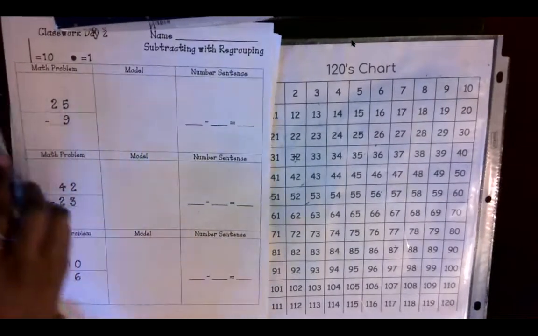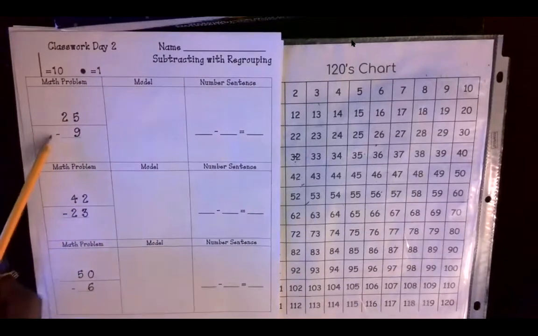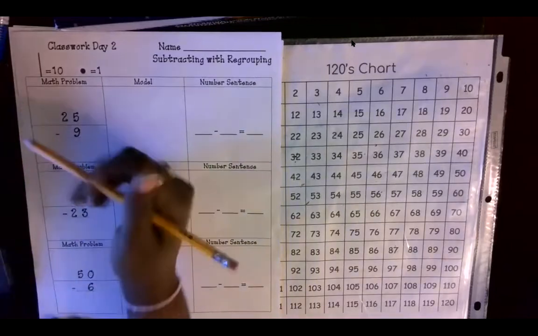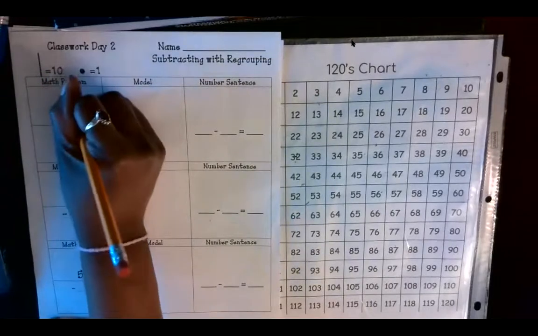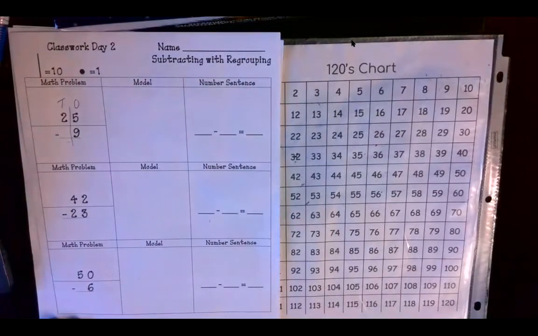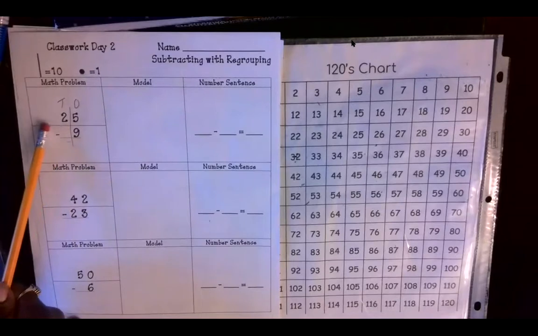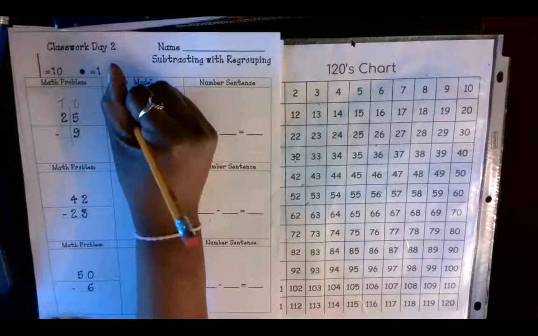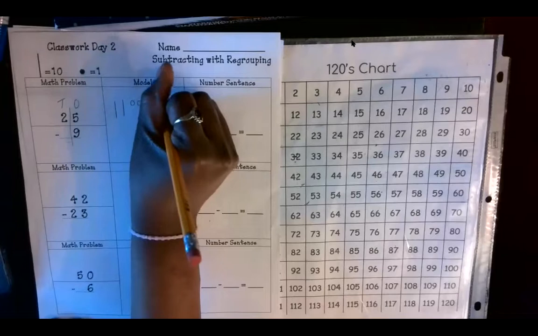Okay, here we go. Got my hundreds chart, and here's my paper. I have 25 minus 9. I'm gonna go ahead and draw my line here. I'm gonna label this tens, ones, right there. But I'm gonna do my model. So I'm gonna do 25 because when you are subtracting, you only have to draw the larger number. And so 25 would look like this: 10, 20, 21, 22, 23, 24, 25.